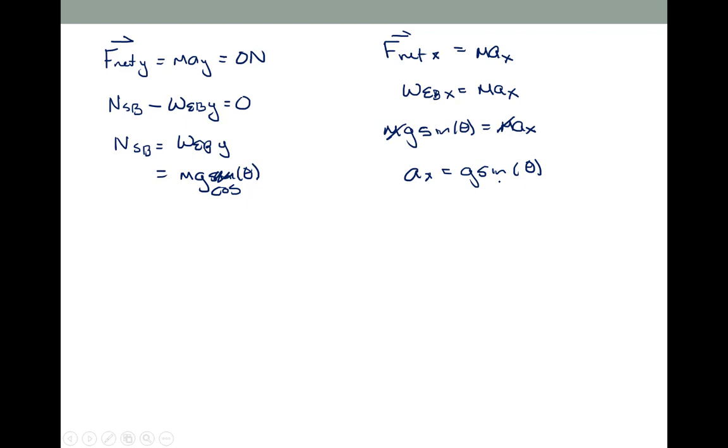Now that we know the acceleration of the block is g sine theta, we can plug in g is 9.8 meters per second squared. The angle was 25 degrees, and that works out to give an acceleration of 4.14 meters per second squared.